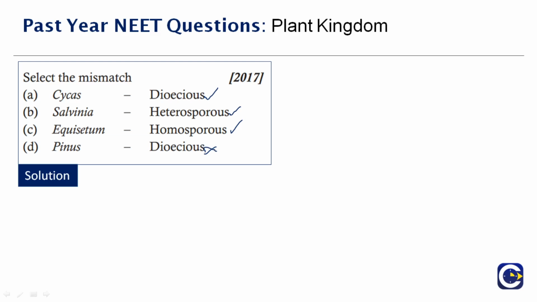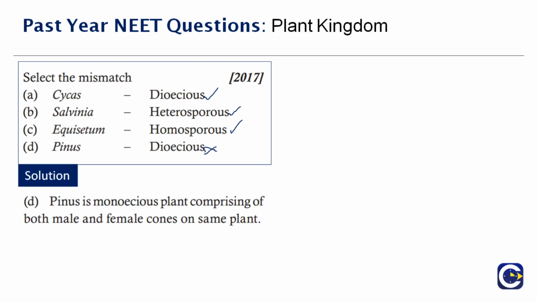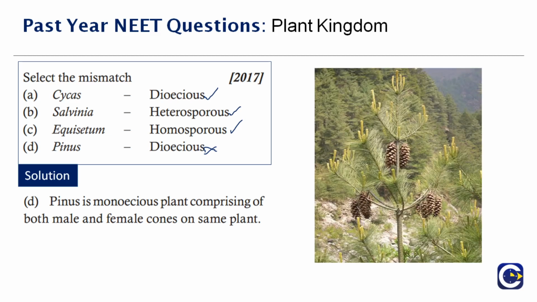Can anybody say? When I say monoecious, the male and the female cones are present in the same plant. When I say dioecious, the male and the female are present separately. It's not in the same individual. That is the only difference between monoecious and dioecious. Therefore, my Pinus is monoecious. So the correct answer is option D. To your right side, you can see a picture of pine. So that's how they look. So option D is the right answer for this question.